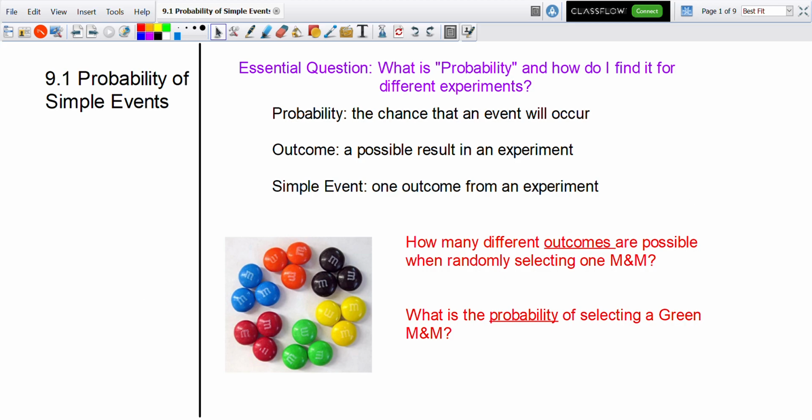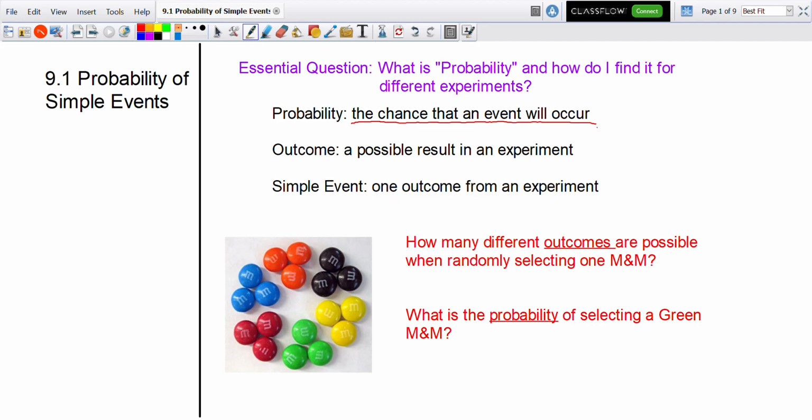Okay, the next chapter we're learning here is about probability. And we're going to start by learning about the probability of simple events. So, probability is the chance that an event will occur. When people say it's like a 50-50 chance, right, that's a probability.